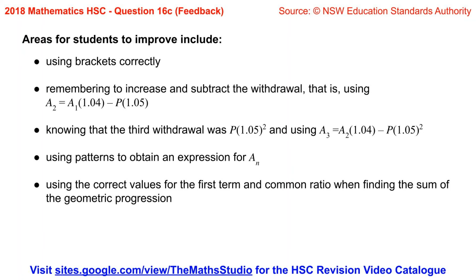Areas for students to improve include using brackets correctly, remembering to increase and subtract the withdrawal, that is, using A2 equals A1 times 1.04 minus P times 1.05, knowing that the third withdrawal was P times 1.05 squared, and using A3 equals A2 times 1.04 minus P times 1.05 squared, using patterns to obtain an expression for A_n, and using the correct values for the first term and common ratio when finding the sum of the geometric progression.